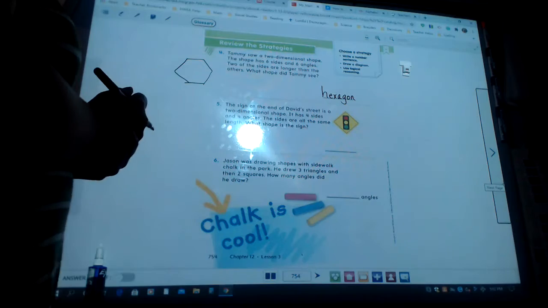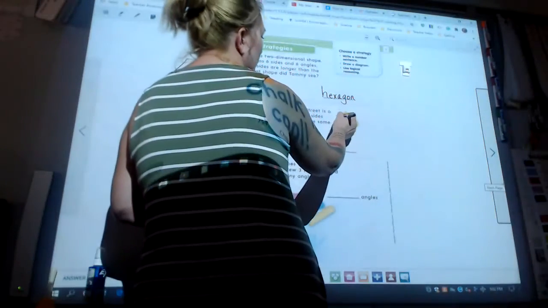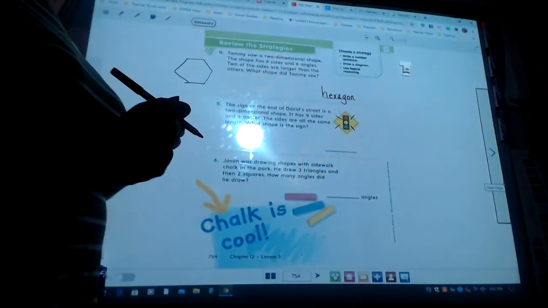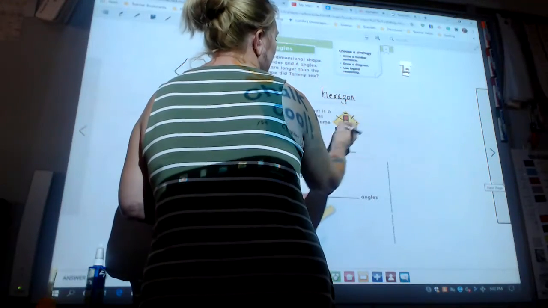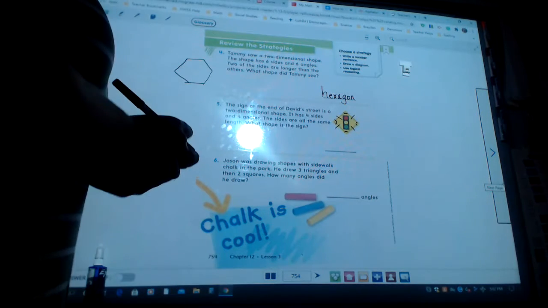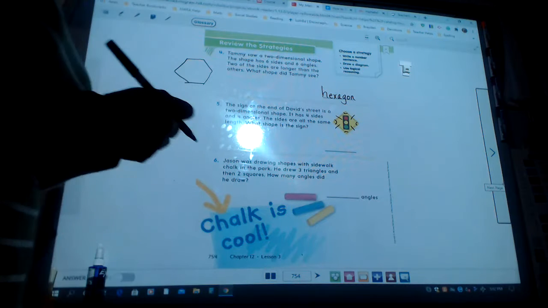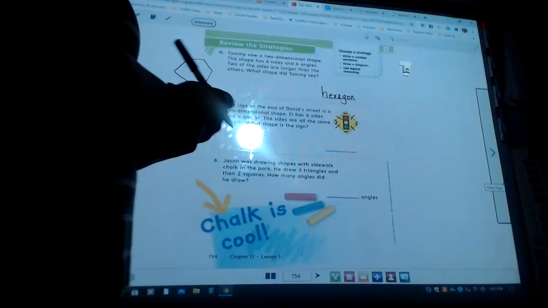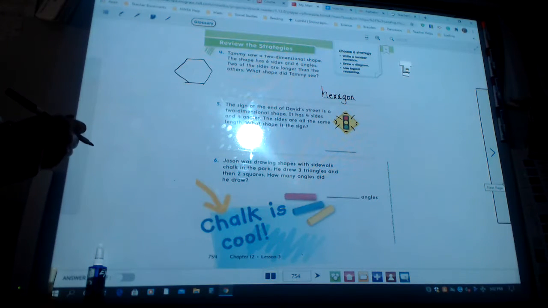Let's look at this sign right here. The sign at the end of David Street is a 2-dimensional shape. It has 4 sides, 1, 2, 3, 4, and it has 4 angles. 1, 2, 3, 4. The sides are all the same length. What shape is this sign? Now be careful. Get your thinking caps on. All the sides are the same size. So what shape is it?